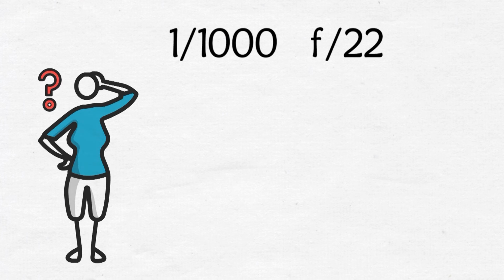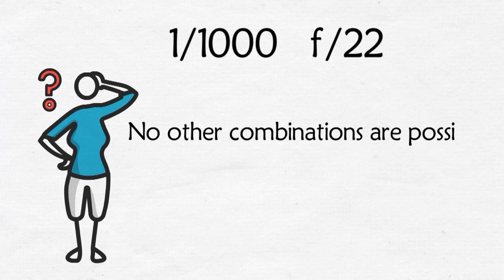Now, how many of you have got all this right? Most of you must have got it. 1 by 1000 f22, give all the other combinations, right? No other combinations are possible in this case, because we do not have any shutter speeds above 1 by 1000, right?